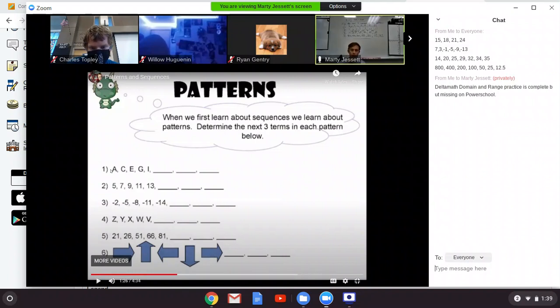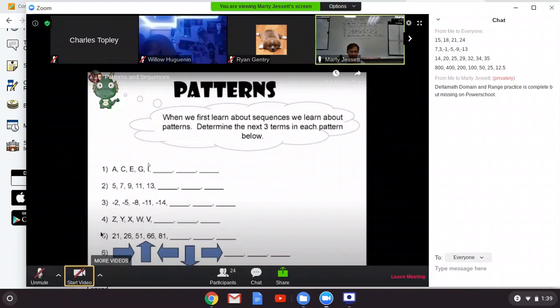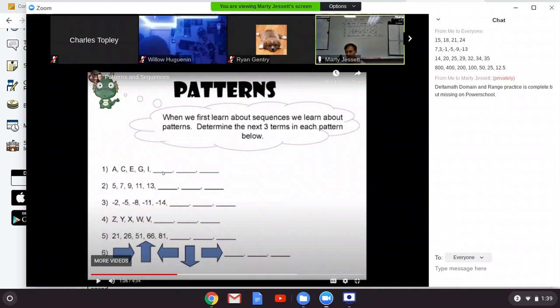Okay, so let's see what we came up with. All right, this first one is alphabetic, of course. And we start at A, we skip B, go to C, we skip D, go to E, we skip F, go to G. So it's every other letter starting with A. So if we get to I, what comes after I is J. If you skip J, you get K. Skip L, you get M. Skip N, you get O. So this should be KMO here.